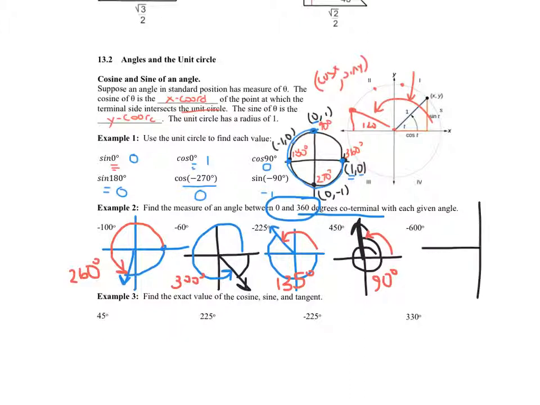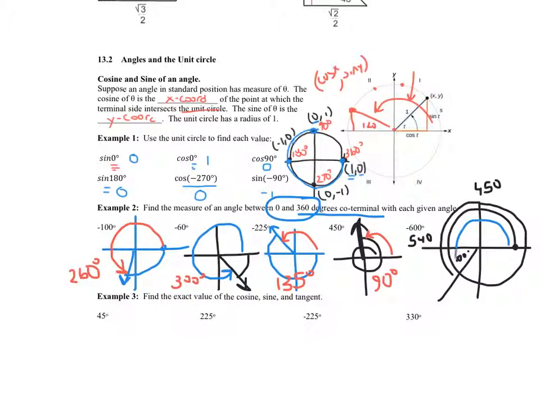Negative 600, start right here, go around 360, plus go 90 more, so that's 450, plus go 90 more, so that's 540, plus go 60 more. So really what you're doing is you could go 180 plus 60 more. So 180 plus 60 is 240.